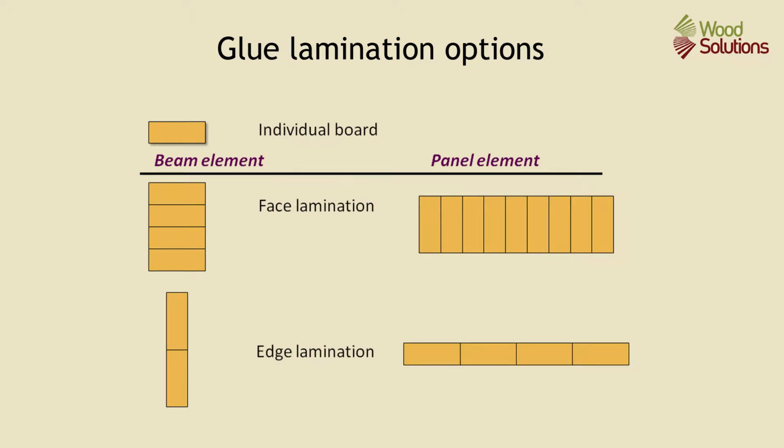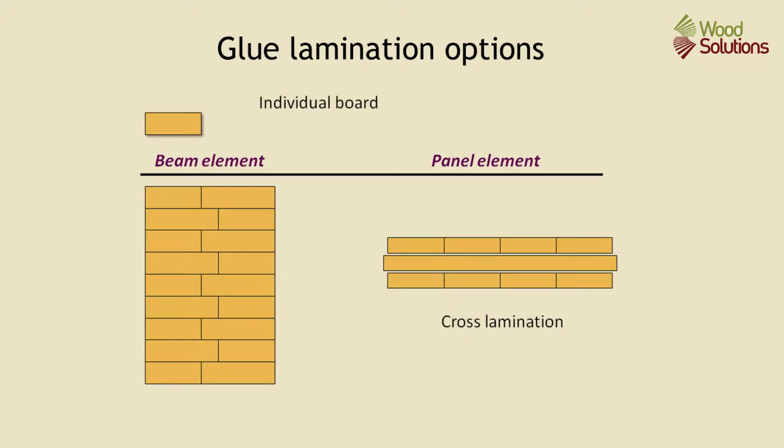First, boards can be face laminated or edge laminated into beams or panel elements. Edge laminated boards can then be face laminated to make large-scale laminated products, such as large beams or columns or cross-laminated timber panels. Glue laminated timber can also be curved to almost any shape. The curve achieved depends on the thickness of the laminates used to make the element. Glue laminated timber can be made of hardwood, softwood, or combine both.